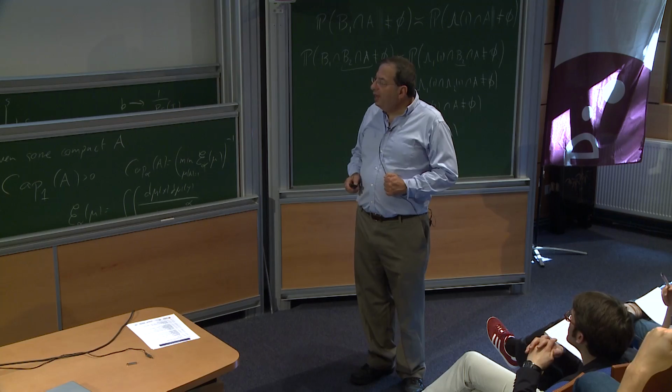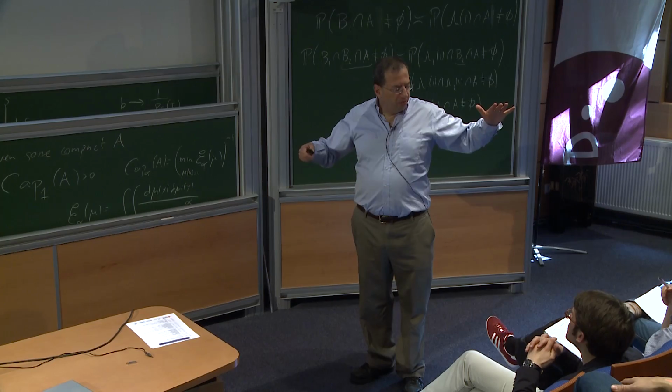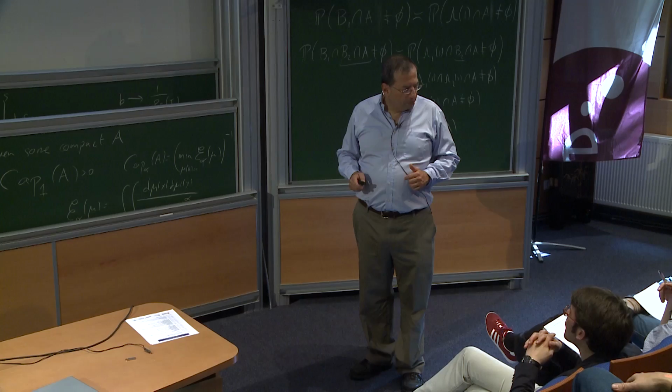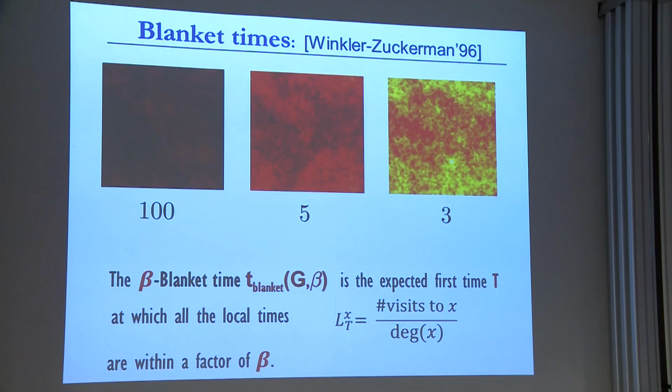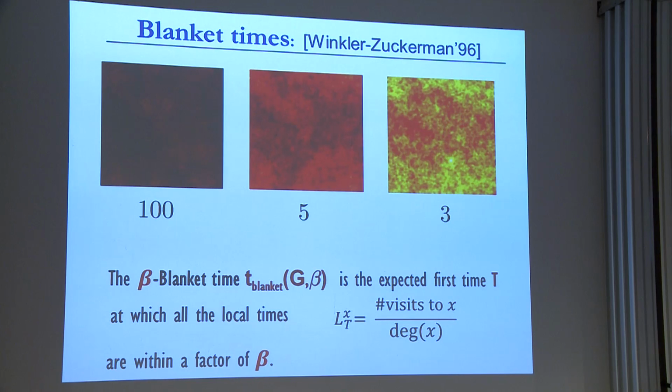So they asked for the blanket time, which is when you cover the graph approximately uniformly. Say all the local times are within a factor 2 of each other. Here the local time at the vertex x is the number of visits to x normalized by the degree. We normalize by the degree because that's the stationary distribution. We know that asymptotically, if I look at the ratio of two local times, it must tend to 1. This is just the fact that the empirical distribution will tend to the stationary distribution. But here we're not interested in asymptotics. We want some quantitative bounds.